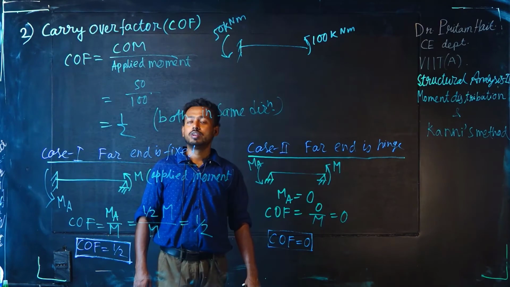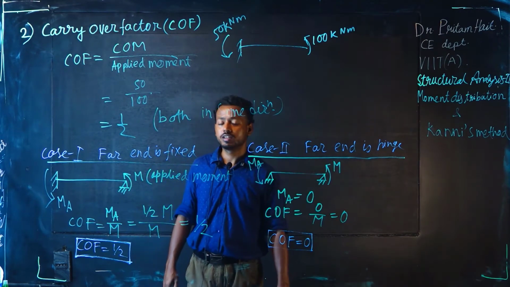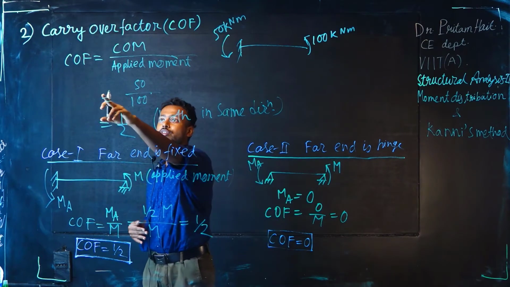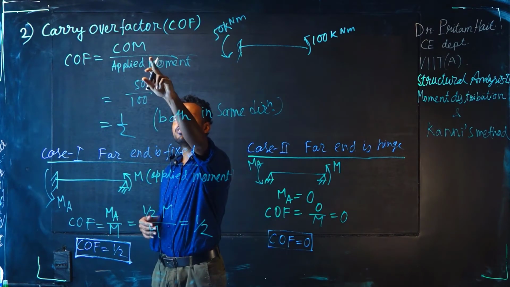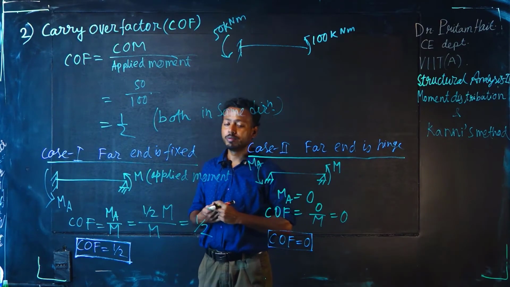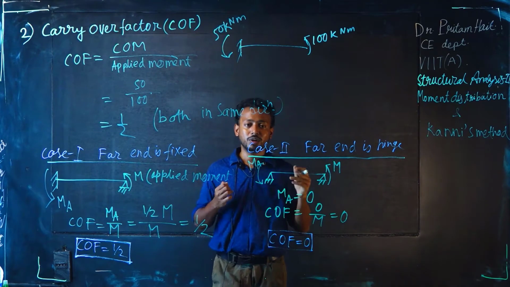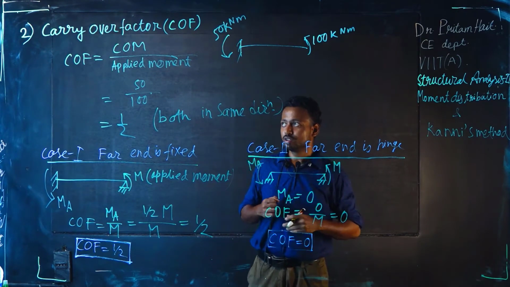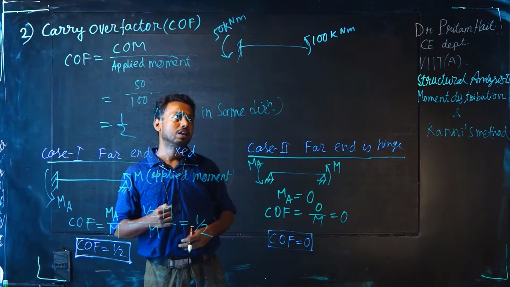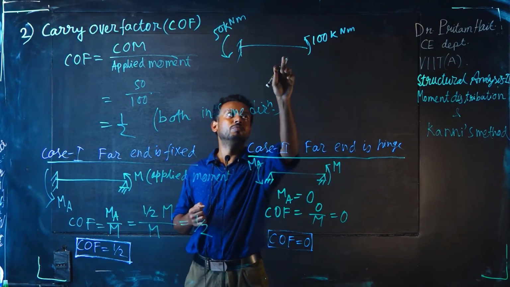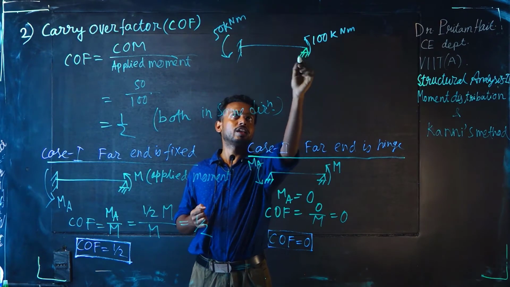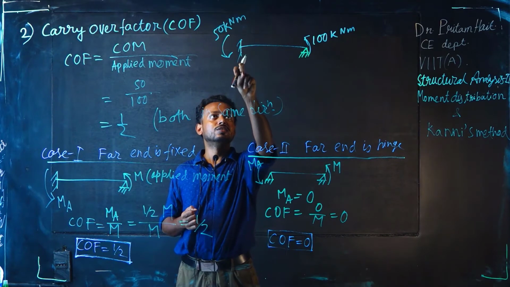Okay? So let's start the carryover factor, COF. COF means the carryover moment divided by the applied moment. Carryover factor will be used in the calculation of the moment distribution method. So how we will calculate the carryover factor, you will learn here. Suppose this is a beam, its one end is a hinge support and the far end is a fixed end.